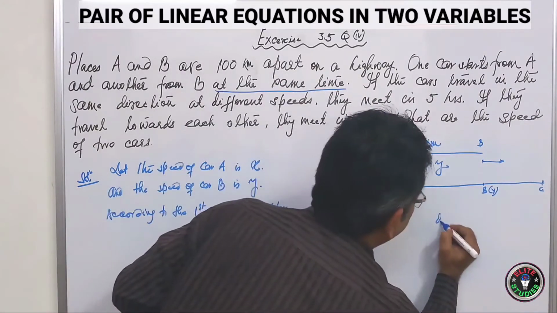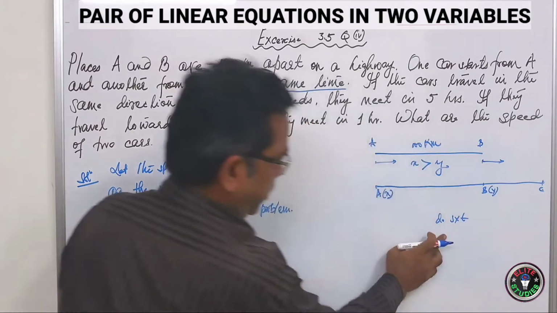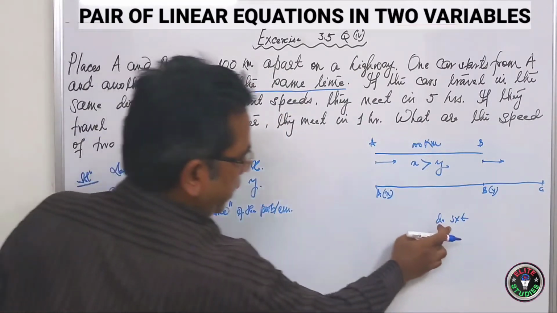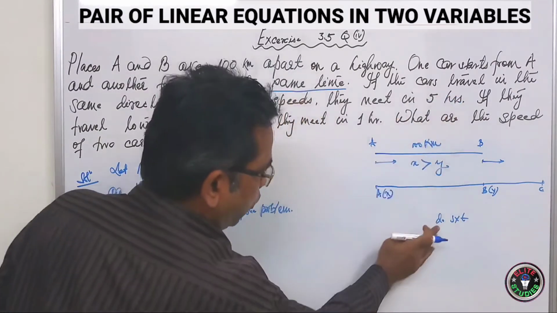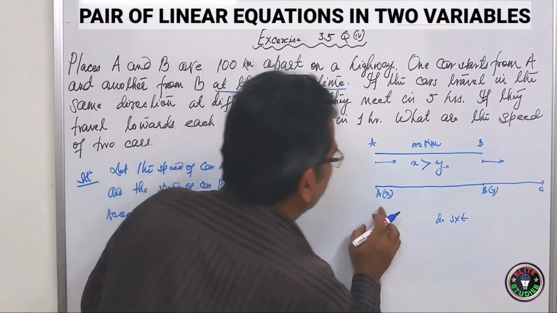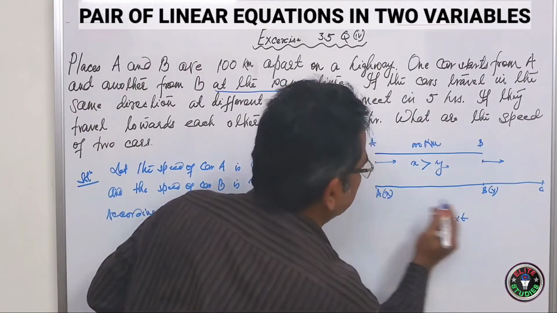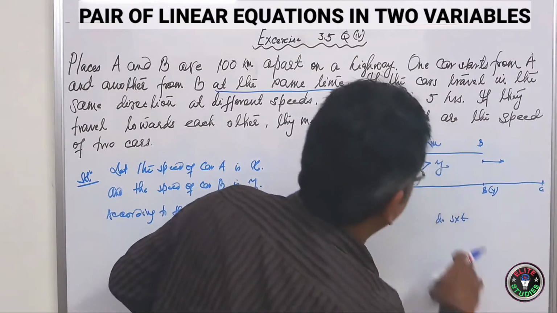We know distance traveled is equal to speed into time. Speed we have taken as x and y, and time is already given to us, so we can calculate the distance. What will be the distance traveled by A? Distance traveled by A.